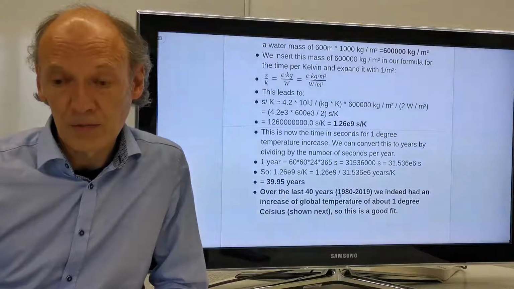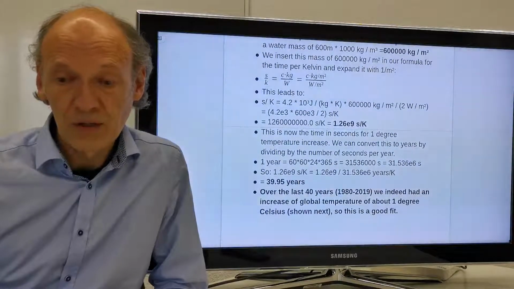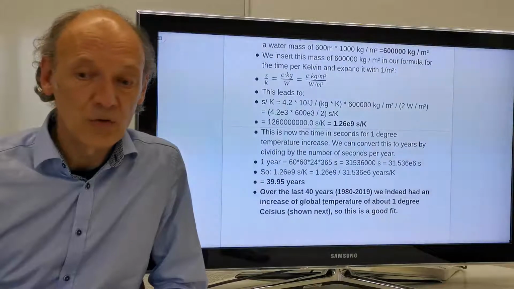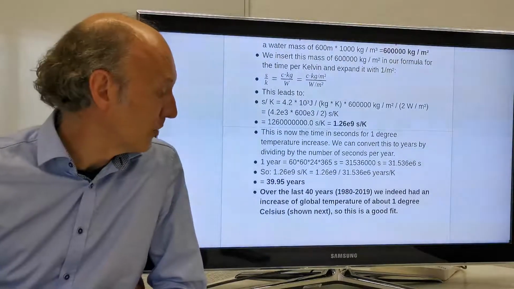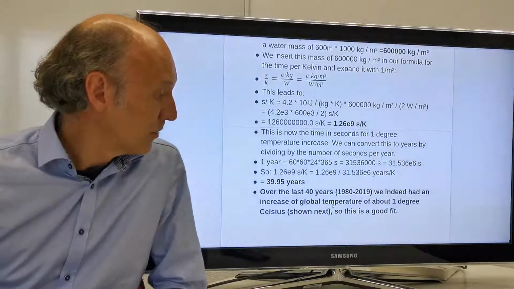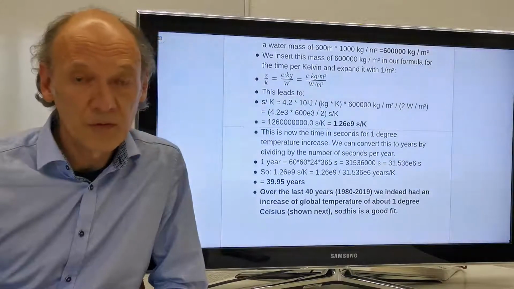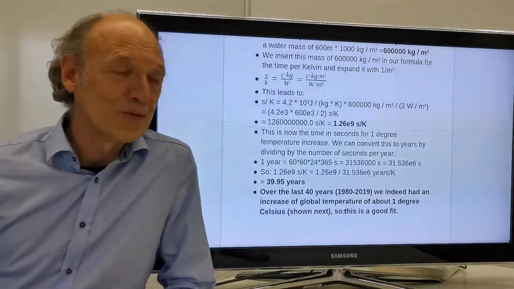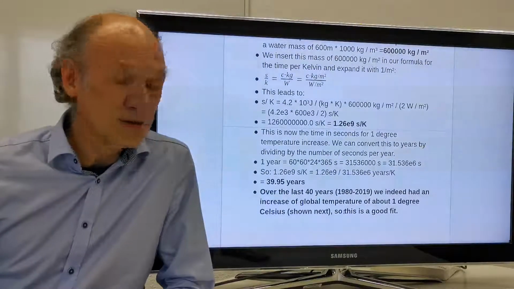And we can check it out. And indeed, from 1980 to 2019, we had an increase of the global temperature of about 1 degree Celsius, which we can see next. So this tells us this is actually a good fit. So we did a good calculation here.